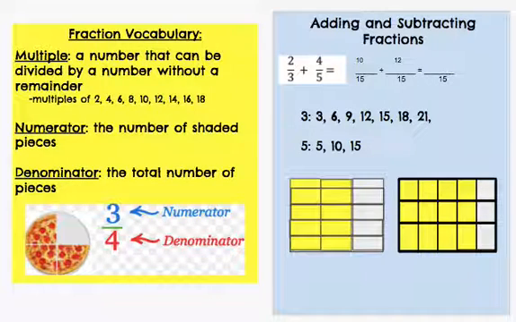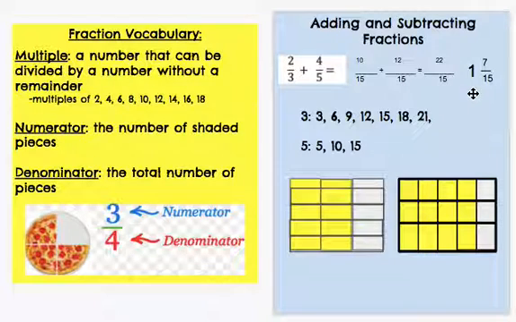Now that I have my common denominator of 15, I can now go ahead and add my 2 numerators. I have 10 plus 12, which I know is 22. Notice that 22/15 is a fraction greater than 1. So I now need to simplify to get my final answer. My final answer is 1 7/15.